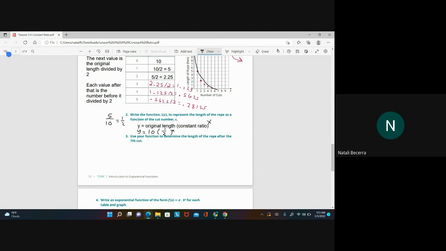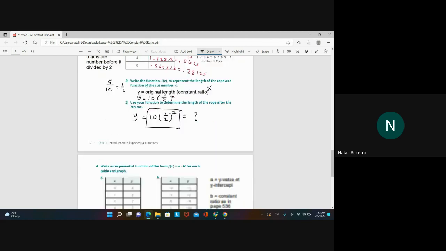The next one says, use your function to determine the length of the rope after a 7th cut. So the cut is your x, right? The number of cuts is your x. So we're going to plug in 7 for x. Put this in the calculator right here, just this part that I put a box around, and that's going to give you a number. So I'll let you guys do that part.